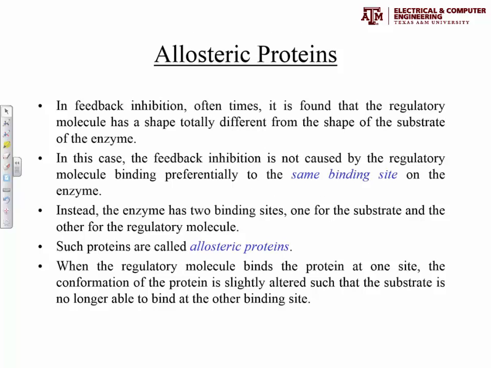So in feedback inhibition, oftentimes it is found that the regulatory molecule has got a shape that is totally different from the shape of the substrate of the enzyme. And in this case, the feedback inhibition is not caused by the regulatory molecule binding preferentially to the same binding site on the enzyme. Instead, what usually happens in these cases is that the enzyme has got two binding sites, one for the substrate and the other for the regulatory molecule. And such proteins are called allosteric proteins. So when the regulatory molecule comes and binds the protein at one of the sites, that slightly changes the shape of the protein, and as a result, the original molecule cannot bind to the other site. So that's how allosteric proteins function.